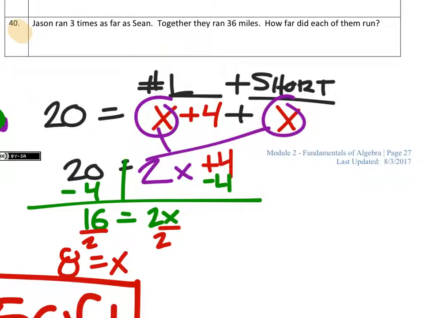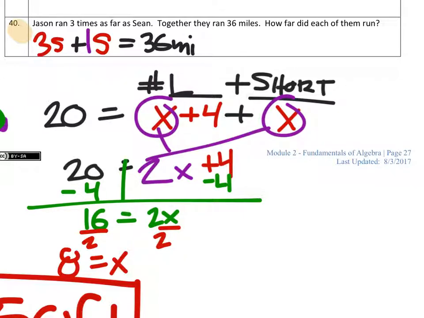Jason ran 3 times as far as Sean, but together they ran 36 miles. How far did each of them run? So let's just look at what's happening here. We got Jason and Sean. And when we combine these two, together they ran 36 miles. Well, Jason ran 3 times as far as Sean. So if we replace Jason with 3 times the amount of how far Sean ran, then we get an equation with 1 unknown, which we can solve for.